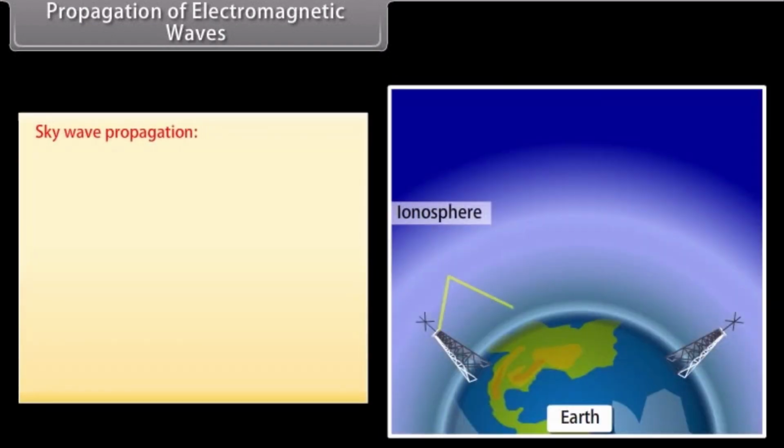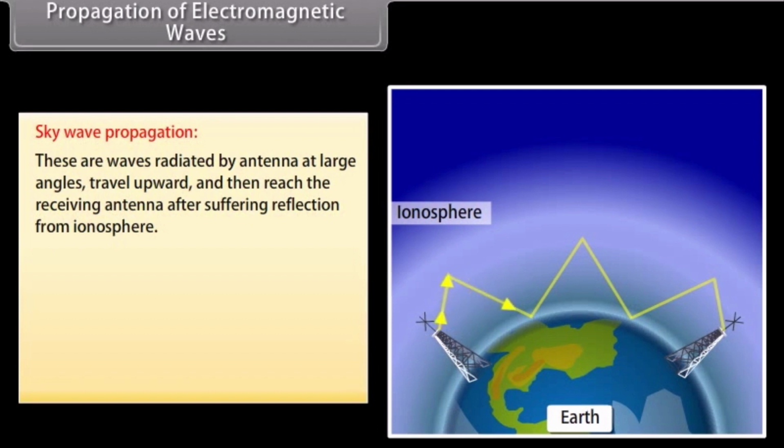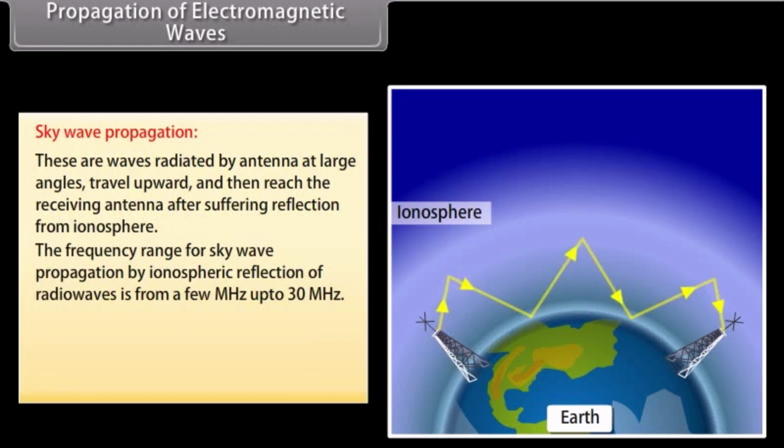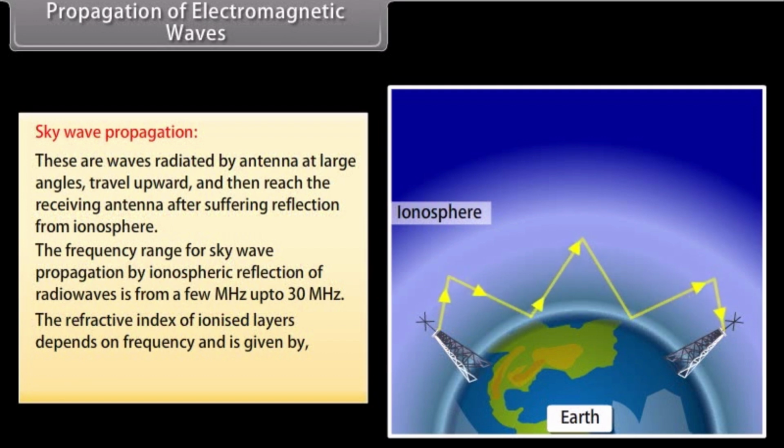Sky wave propagation. These are waves radiated by an antenna at large angles, which travel upward and then reach the receiving antenna after suffering reflection from the ionosphere. The frequency range for sky wave propagation by ionosphere reflection of radio waves is from a few megahertz up to 30 megahertz. The refractive index of ionized layers depends on frequency and is given by the square root of 1 minus 81 upon f squared.